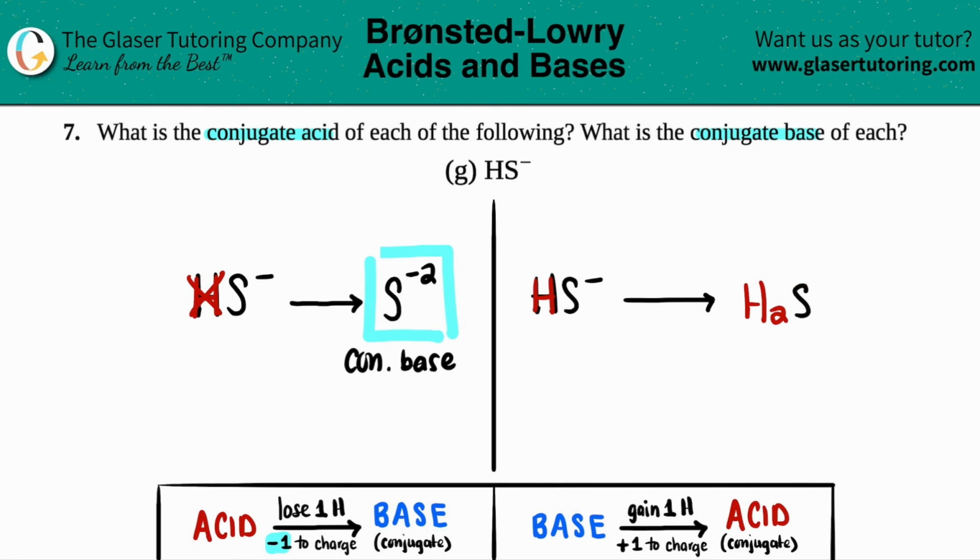And now we just have to correct the charge. Remember, this was a -1. So -1. And then when you're turning it into an acid, since you're gaining a hydrogen, you always plus 1 to your charge. So -1 plus 1. -1 plus 1 is just neutral. So I don't have to write anything. It's a 0 charge. And that's it. That's the conjugate acid. And I'm just going to put con acid here.